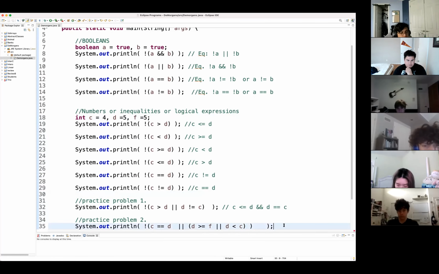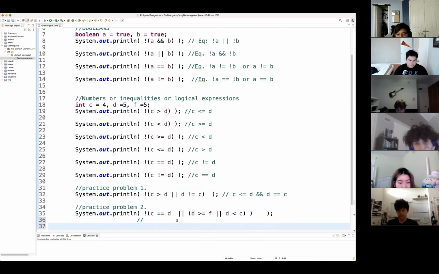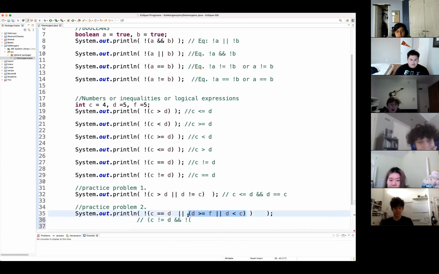Take a look at it. The first thing I want to do is handle everything in the external parentheses first. So I'm going to say C is not equal to D, and then what I'm going to do is apply the not to this equation here.